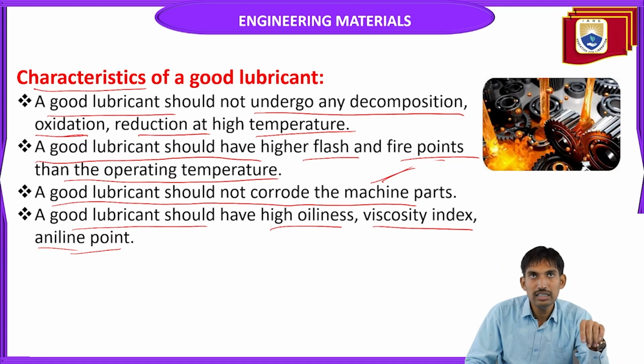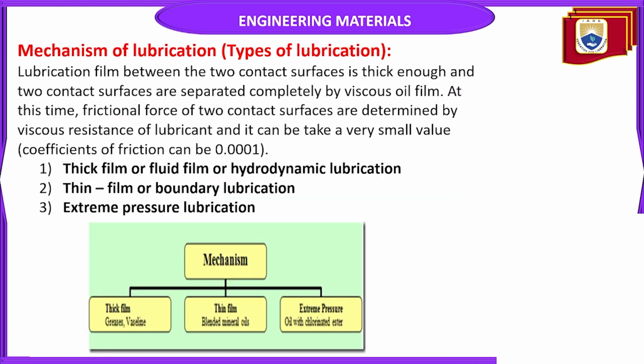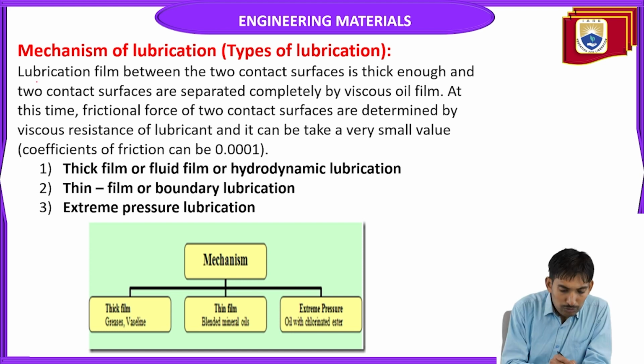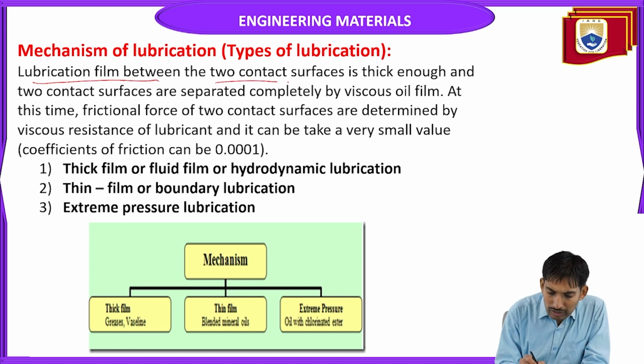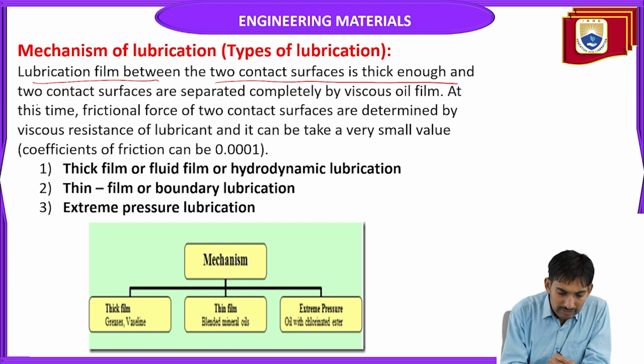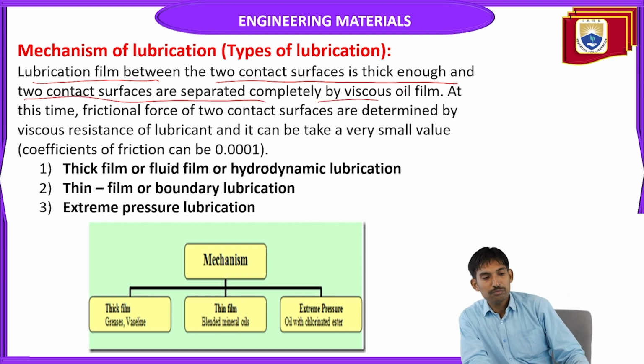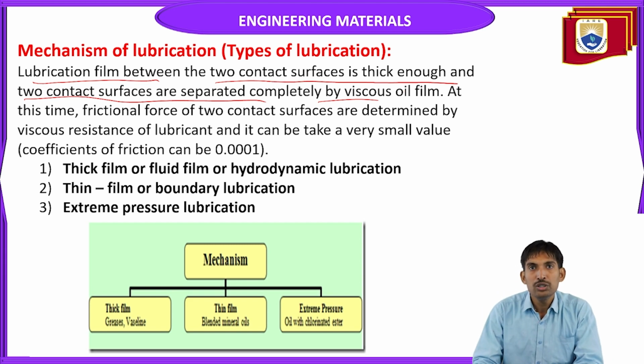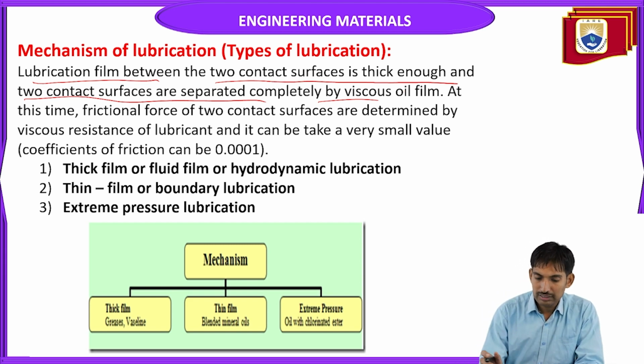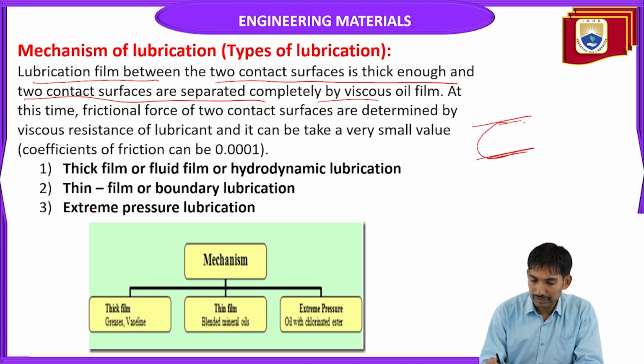These are the characteristics of a good lubricant oil. The mechanisms involved in lubrication, or the types of lubrication. The lubrication film between the two contact surfaces is thick enough, and the two contact surfaces are separated completely by a viscous oil film. Two surfaces are there, and in between is the lubricant film.